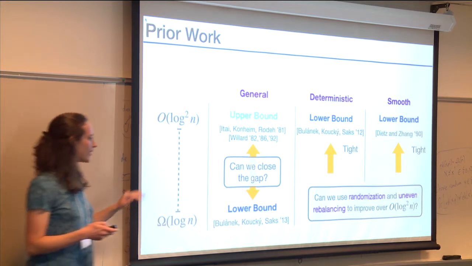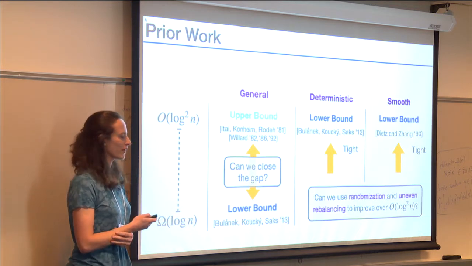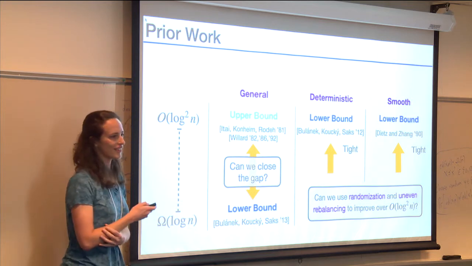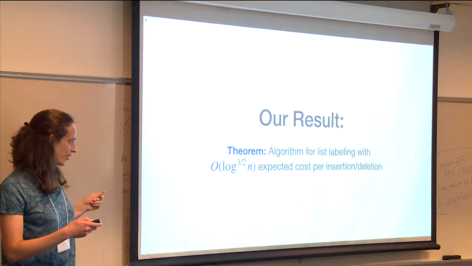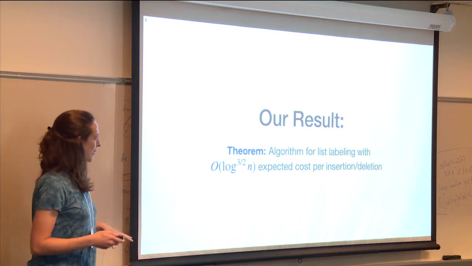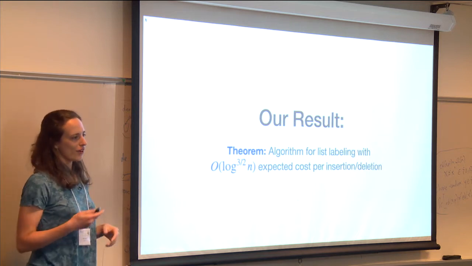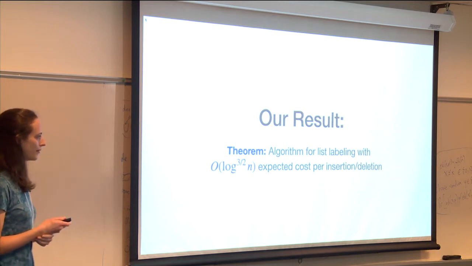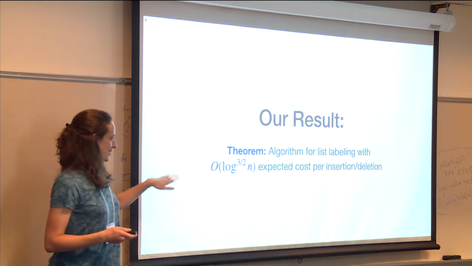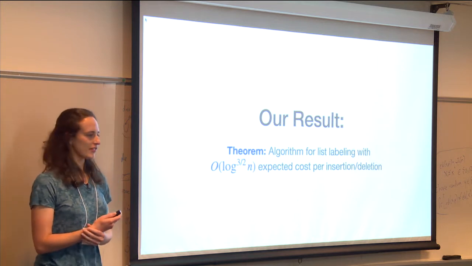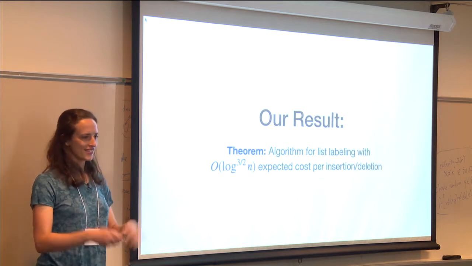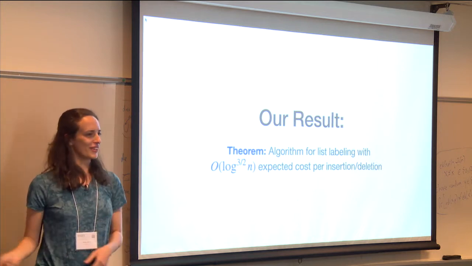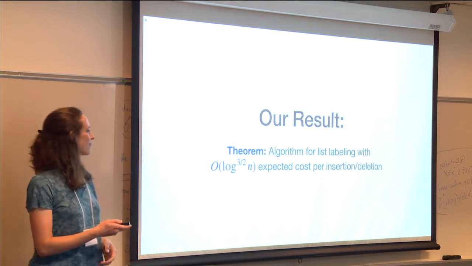So actually you can improve over log squared n by using randomization and uneven rebalancing. In particular, the main result of this paper is that you can get a log to the 3/2 n algorithm for this problem. And this is an expected cost per insertion or deletion. This is a workshop on lower bounds. I'll also be talking about some lower bound stuff in a bit.